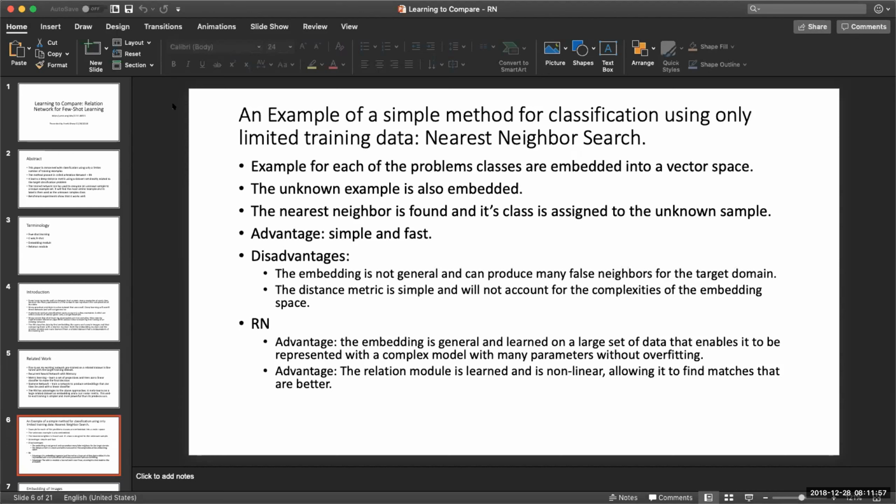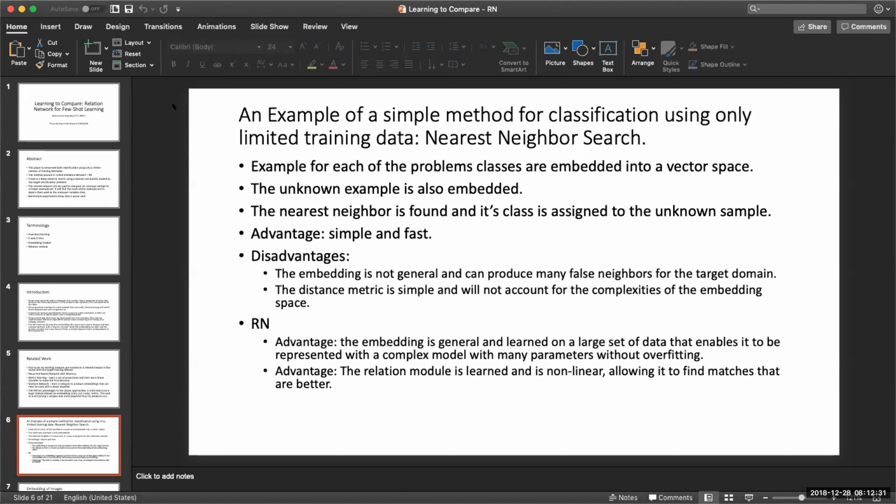So the advantage is it's simple and fast, and the disadvantages are pretty important in that the embedding is not general, and it can produce a lot of false neighbors for the target domain, so it won't particularly work well. And then the distance metric tends to be simple, and it won't account for the complexities of the embedding space.